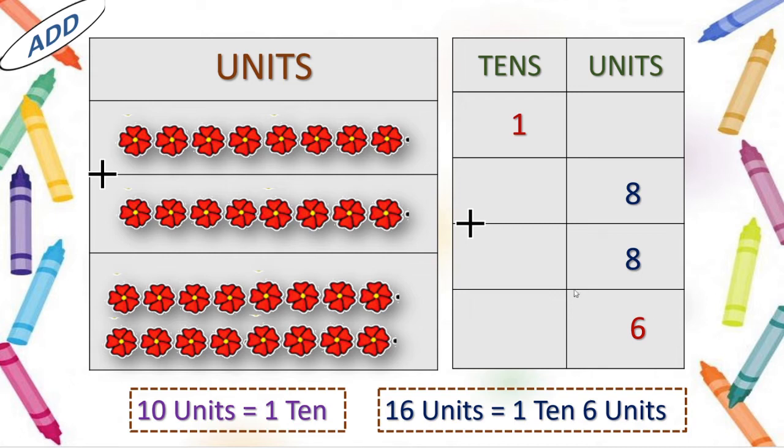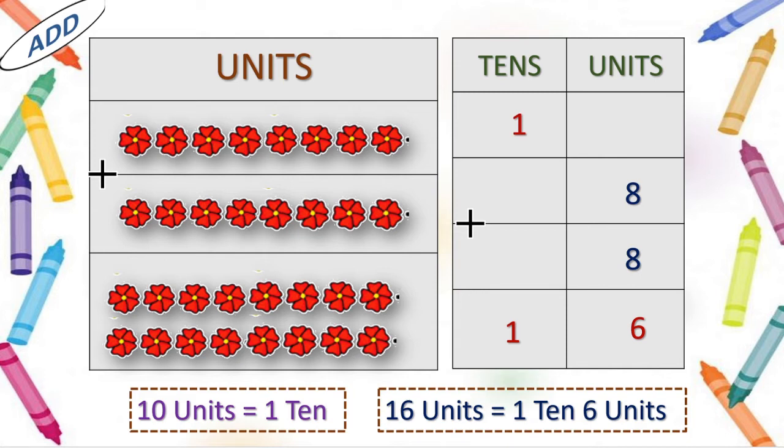And what is there in the tens column? Here nothing means 0. Here also nothing means 0. So 1 plus 0 plus 0 gives us 1. Isn't it? So our answer is 1 ten and 6 units. That is nothing but 16, which is equal to the total number of flowers in this table.